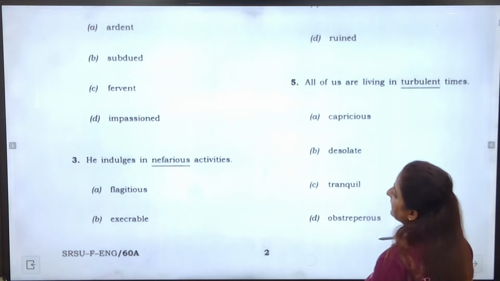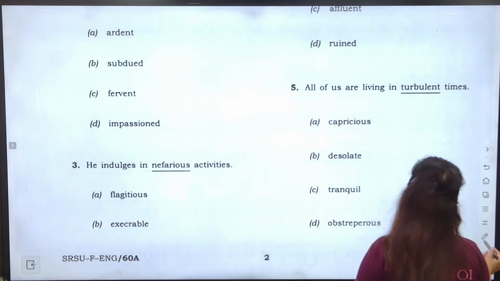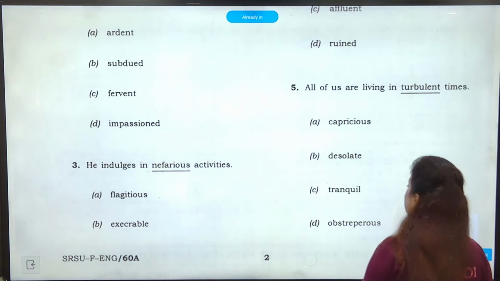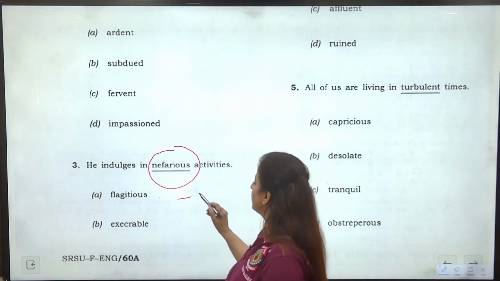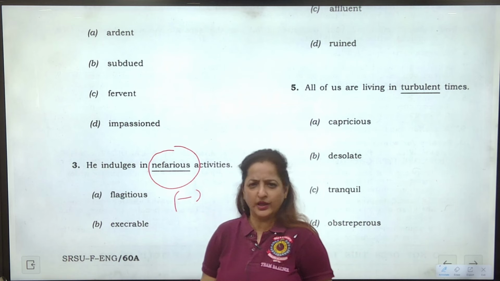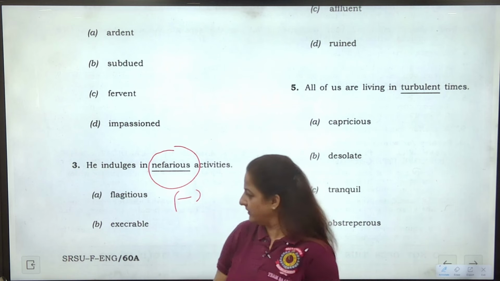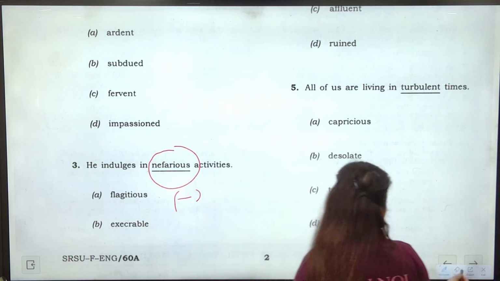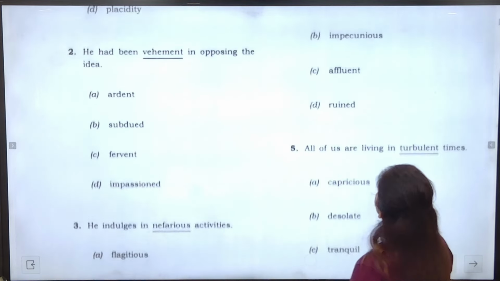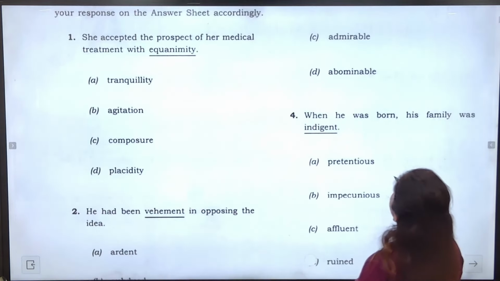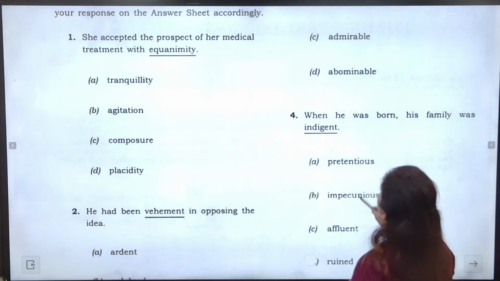Question number 3, nefarious word is underlined. अब इस word का मतलब क्या है? Nefarious basically बहुत negative word है. It means criminal activities are done, right? So if we read the options, flagitious, execrable, other options are here, admirable, abominable.